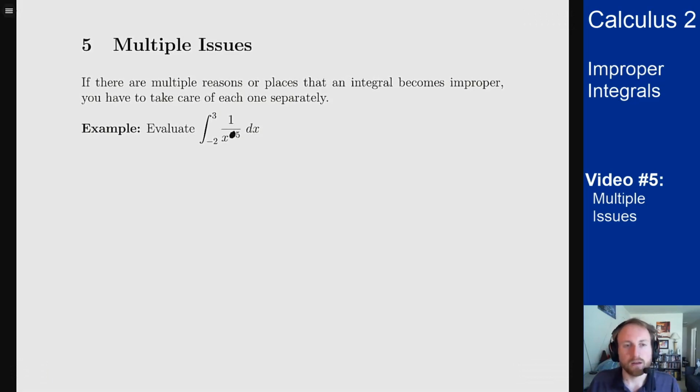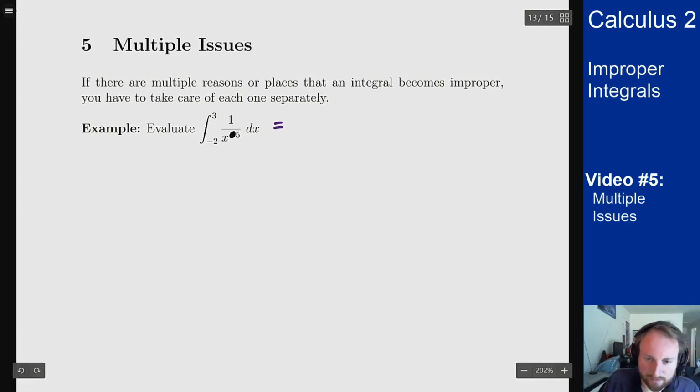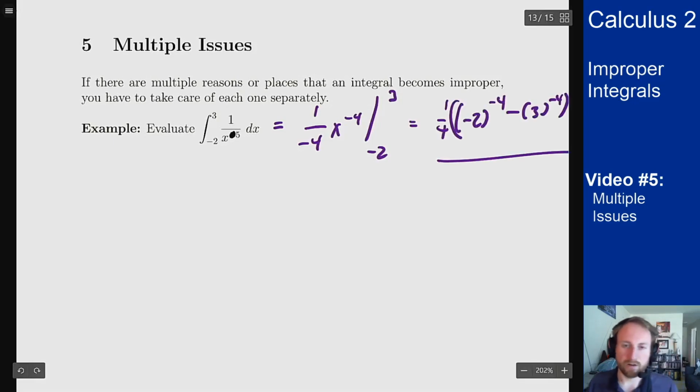So here's one example. Integral from minus 2 to 3 of 1 over x to the 5 dx. If you weren't paying attention, you would probably just integrate this directly and go, right? This is x to the minus 5, so the antiderivative is 1 over minus 4, x to the minus 4, from minus 2 to 3. You'd plug in numbers and be done, right? You get that for your answer. However, that is incorrect here.